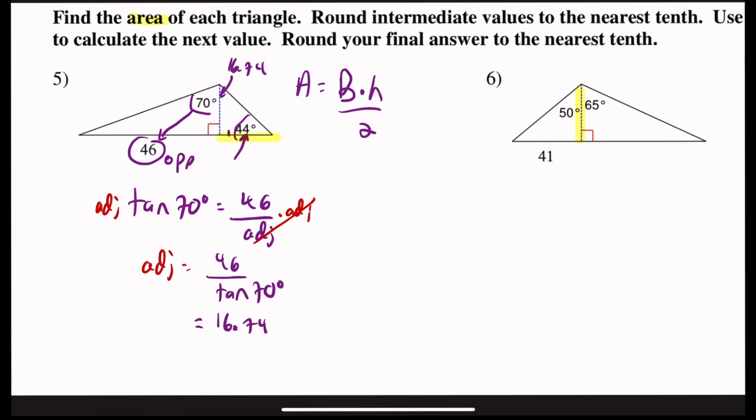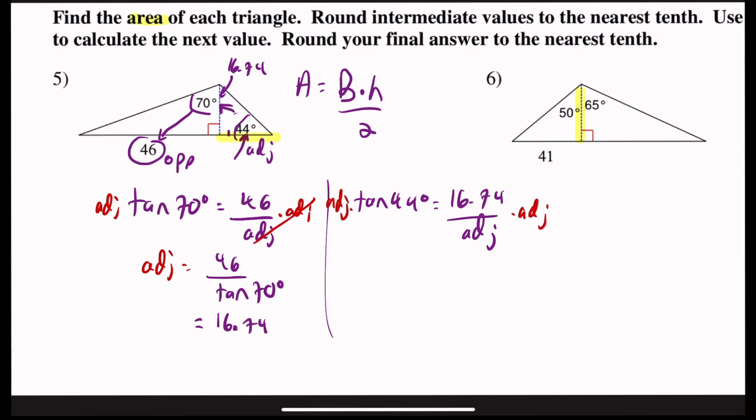So in this case, if that's the angle, then that side is the opposite, which would make this one the adjacent again. So we could use the tan formula, which is going to be tan 44 degrees equals your opposite, which is 16.74, divided by the adjacent. And then same thing like I did last time. I'm going to multiply both sides by the adjacent.